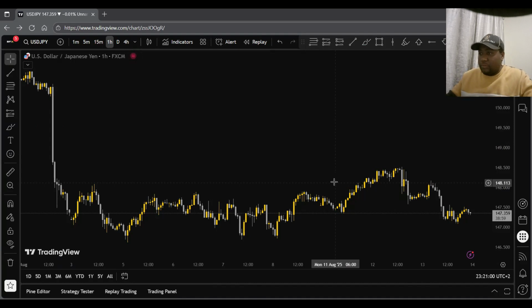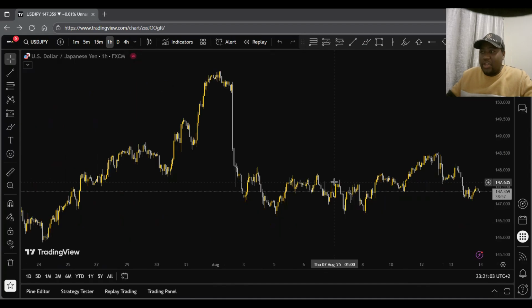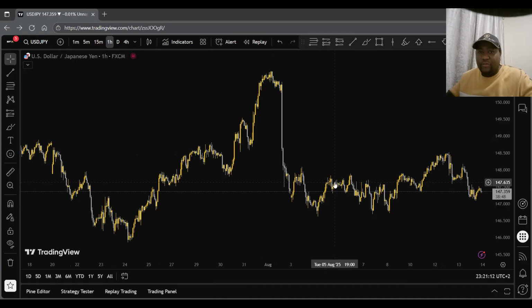So go ahead, guys, do your homework with this strategy. Apply it on a demo account for as long as possible. Once you get the confidence, then you can probably move on to a live trading account.